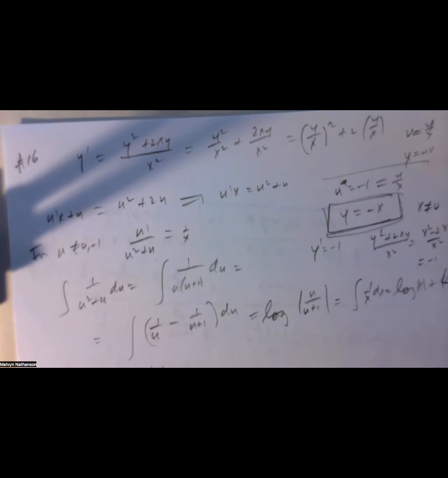So if I exponentiate, I get u over u plus 1 equals some constant times x. And I should be able to solve this equation for u. This says, let's see, u plus 1 over u. If I take the reciprocal, which is 1 plus 1 over u, equals 1 over c times the absolute value of x.